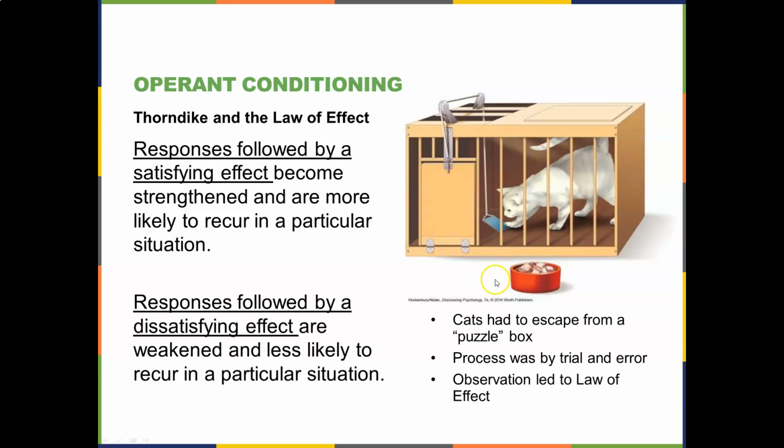The cat would learn what to do by putting its paw on this lever right here, and would learn through trial and error that was the effect. Remember, that was the consequence. And remember, that's what operant conditioning is concerned with. So that is what's known as operant conditioning, or the law of effect. And Thorndike and the puzzle box was a good example of this.